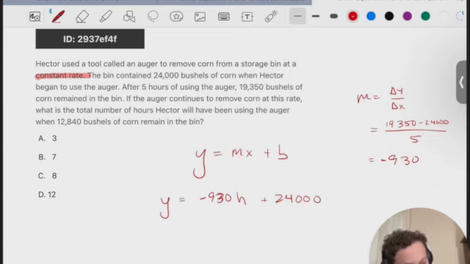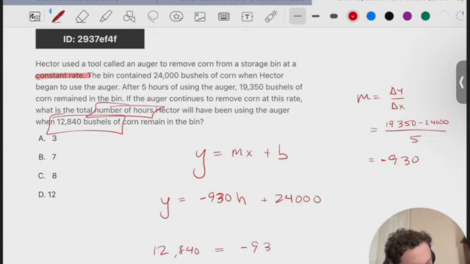If the auger continues to move the corn at this rate, what will be the total number of hours? Let's solve for h when this many bushels of corn are left. 12,840 equals negative 930h plus 24,000. I'm not doing the solver, I'm just going for it in my calculator. I get 12. Wonderful. Isolation of variables here, or the solver function.